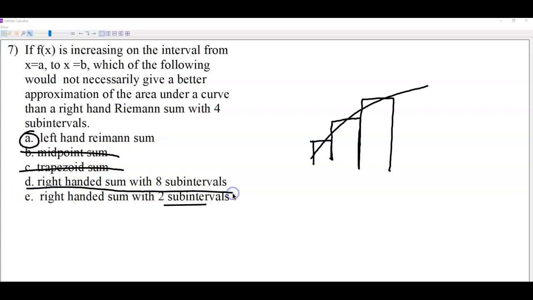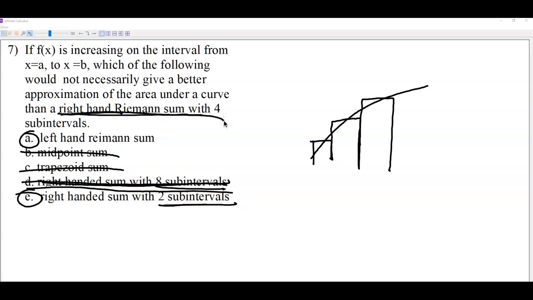A right-handed sum, so that's the same thing that we have here, but it's got 8 subintervals instead of 4. But we've also talked about how the more rectangles you have, the better the estimate. So this would have to be a better estimate than this one. So that one would necessarily give a better approximation, so we don't want to choose that. This one would definitely not give a better approximation because it has fewer rectangles, and therefore it would be a worse approximation than the one we have.